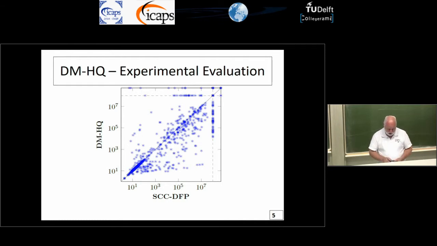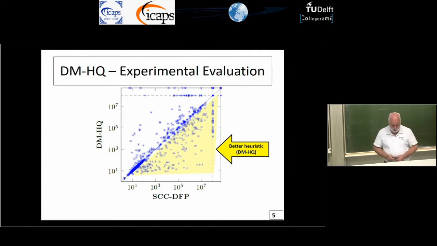So what do we see in this picture? You want the number of nodes expanded to be small, and so if it's below the diagonal, that means the number of nodes expanded using DMHQ is smaller than using SCC-DFP, so that's kind of the good news. That's what we were hoping for with this tie-breaking.